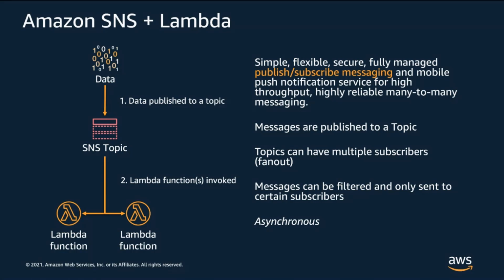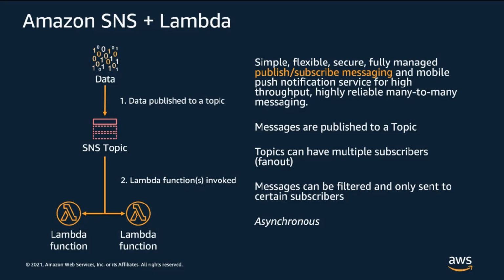These can be HTTP or HTTPS endpoints, mobile devices, SQS queues, or in the case of what we're talking about today, Lambda. So as messages are put into an SNS topic, the SNS service can then go in and directly invoke a Lambda function with these messages, and then your Lambda function can consume that message, that record, or that data, and then execute it.